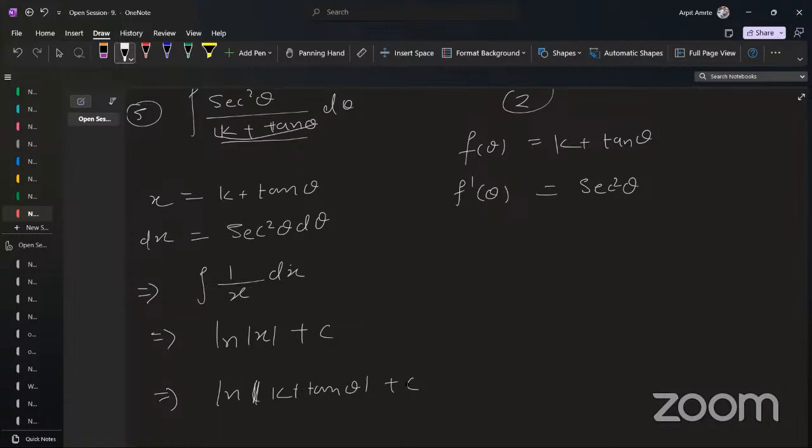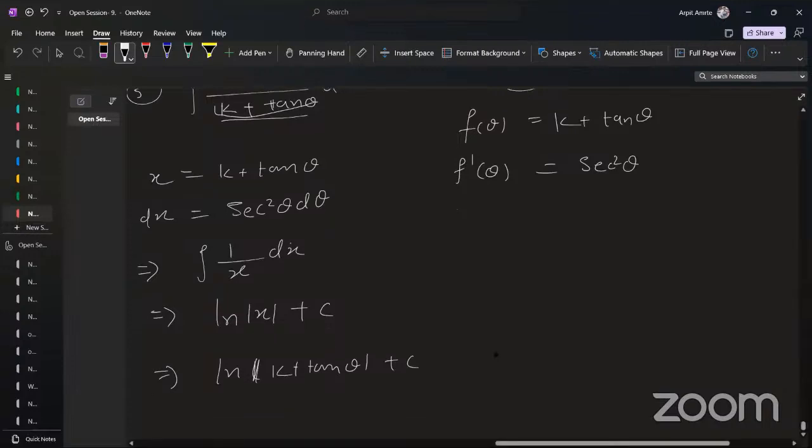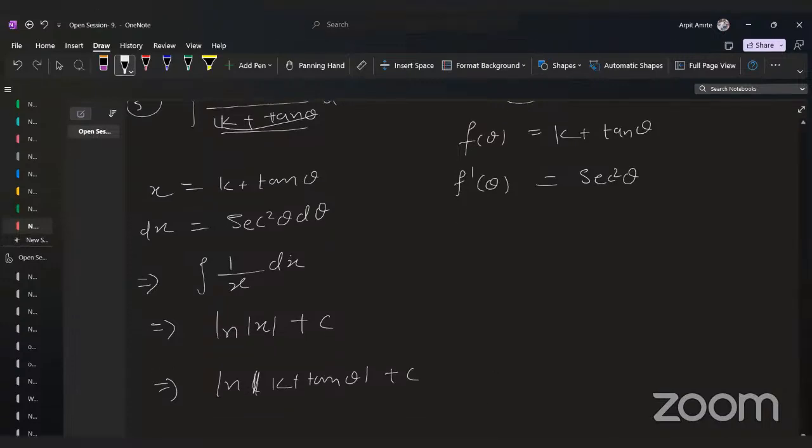Is there anyone who is not getting this point? Please let me know. If you are not comfortable with unmuting yourself, you can write your doubt on the chat box also. Okay. I think everyone is sleeping. No, sir.